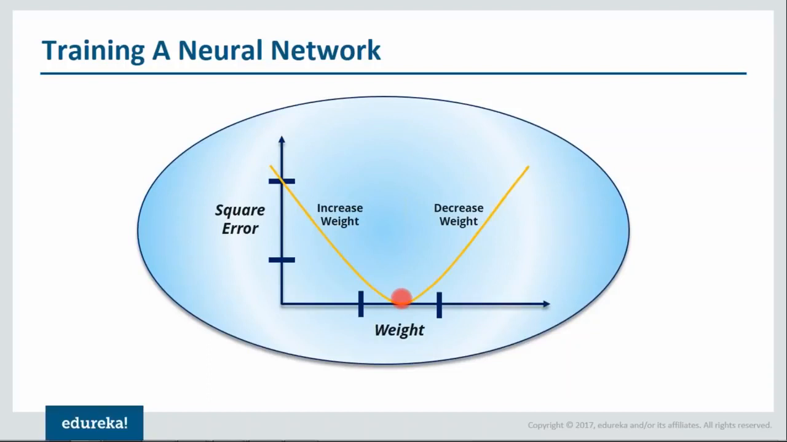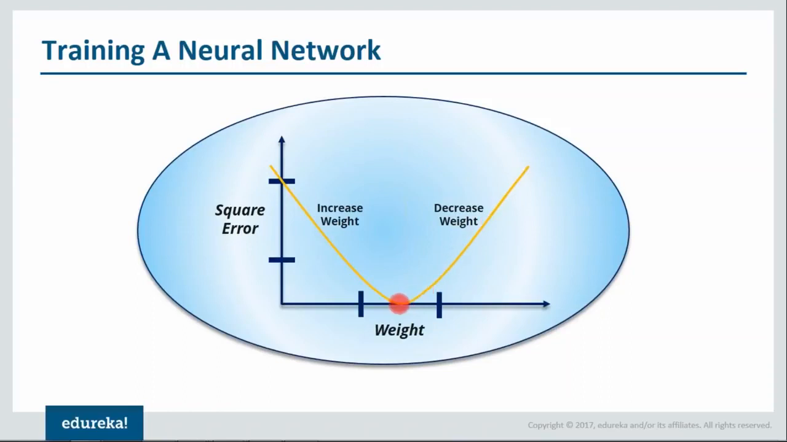Similarly, there can be one more scenario. Suppose we increase the weight, but then also the square error is increasing. At that time, we cannot increase the weight. The computer will realize, okay, fine, whenever I'm increasing the weight, the square error is increasing. So it'll go in the opposite direction. It'll start decreasing the weight and it'll keep on doing that until the square error becomes minimum.